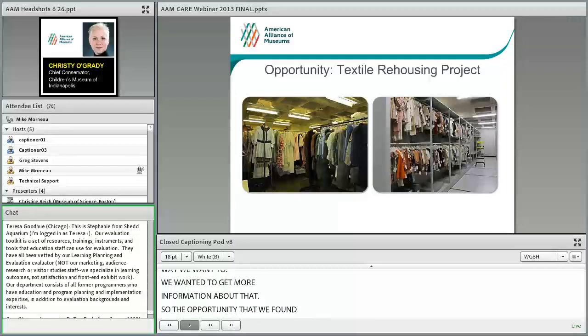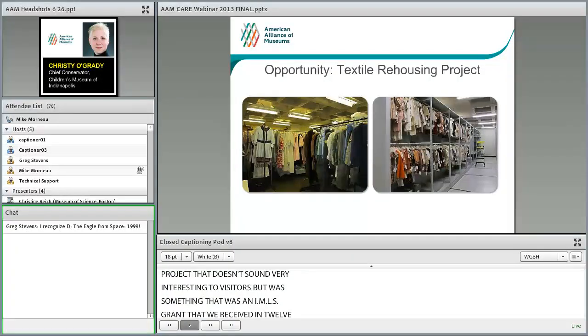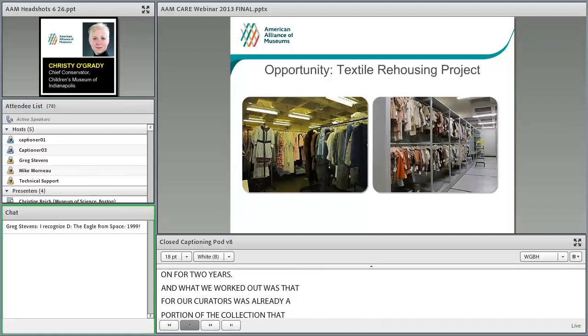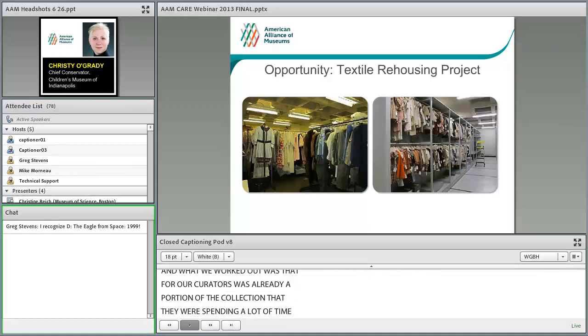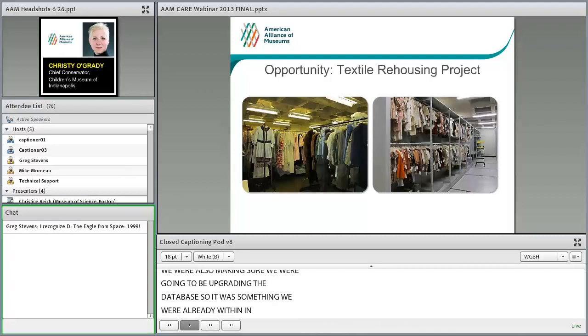The opportunity we found was actually a textile rehousing project, which obviously doesn't sound very interesting to visitors. It was an IMLS grant that we received in 2012 to upgrade our storage system. Our whole textile collection is about 8,000 pieces, and it's a very major project that's going on for 2 years. For our curators, it was already a portion of the collection they were spending a lot of time with and doing a lot of critical evaluation on, certainly condition as well as some contextual information. We were also upgrading the database. So it was something we were already spending a lot of time with within the collections department.